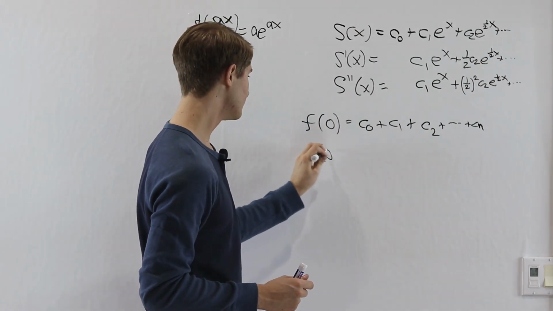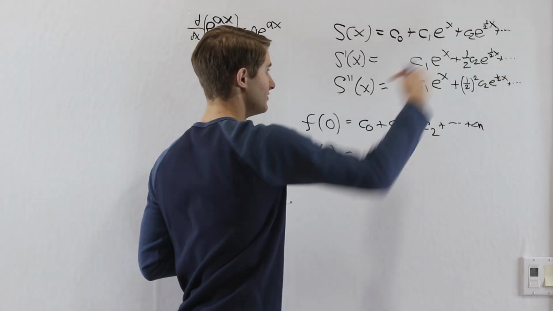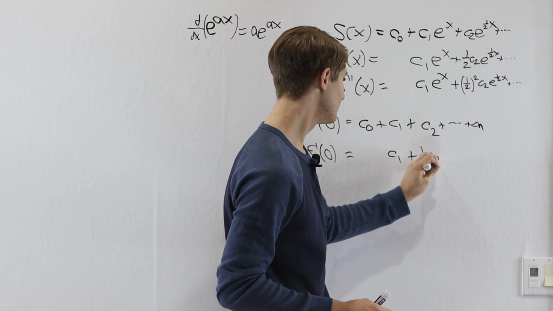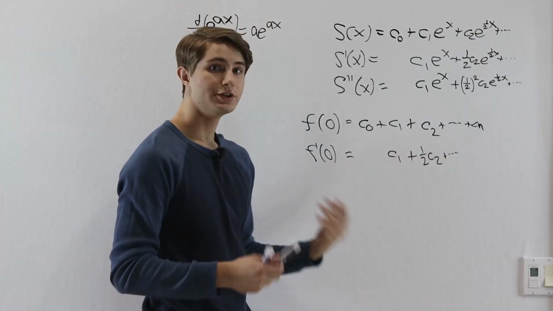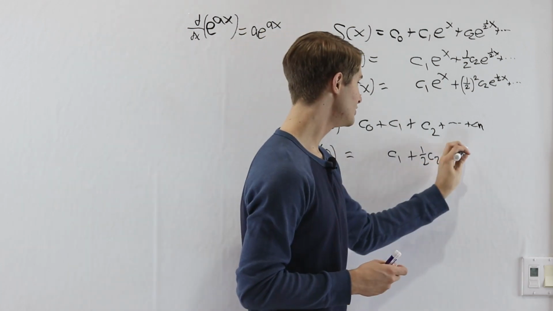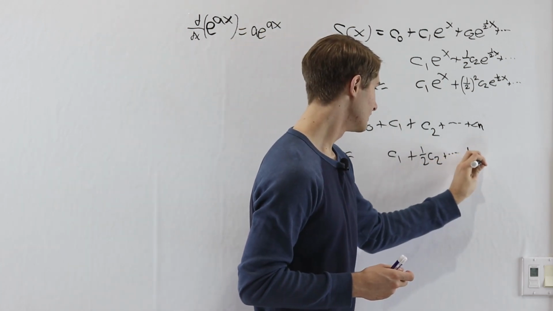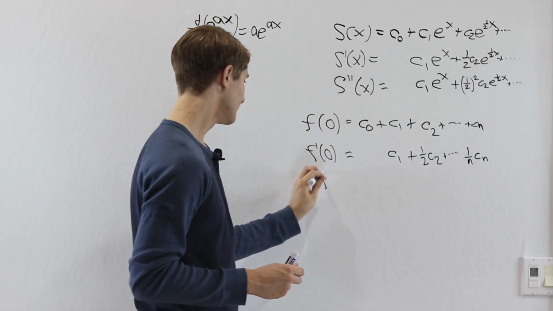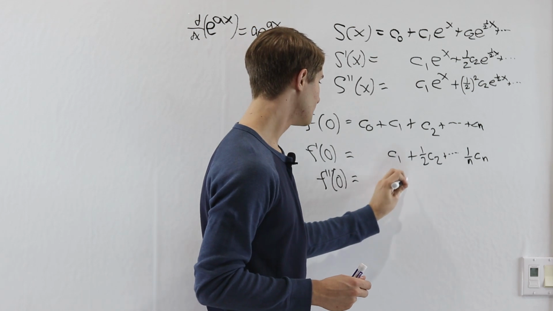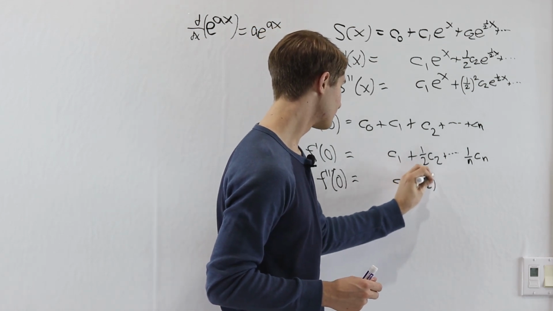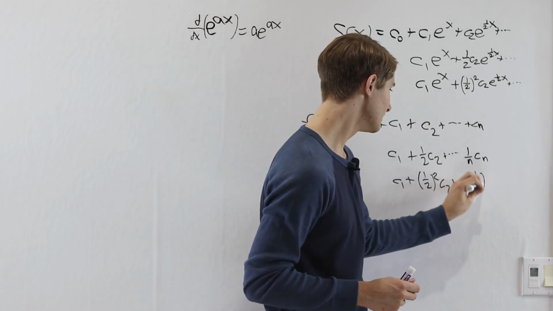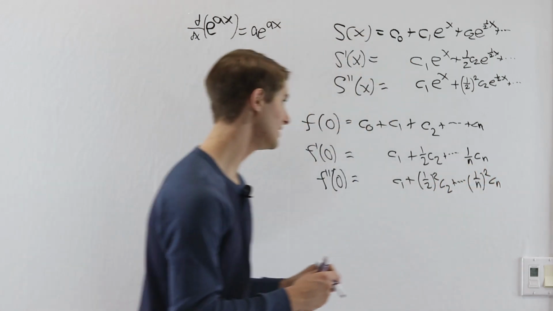f prime of 0 is going to be this part evaluated at 0. So we get c1 plus 1/2 c2, and so on. And if we look at our last term being e to the 1 over n times x, then when we differentiate that, we'll get 1 over n times c sub n. The second derivative, evaluated at 0, must equal c1 plus 1/2 squared c2, and so on, up to 1 over n squared times c sub n.